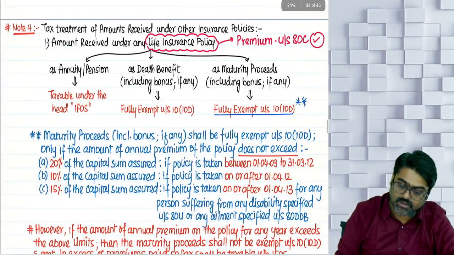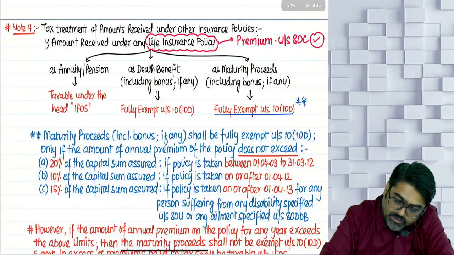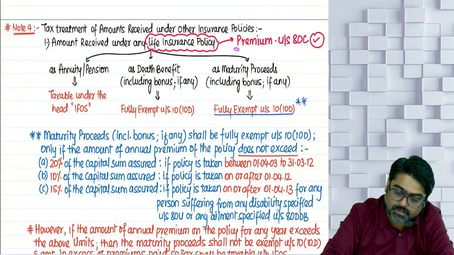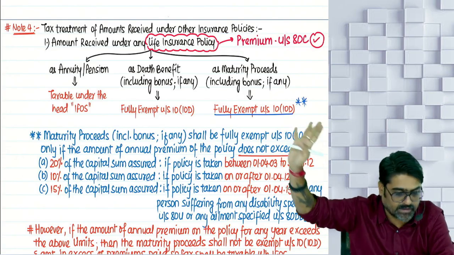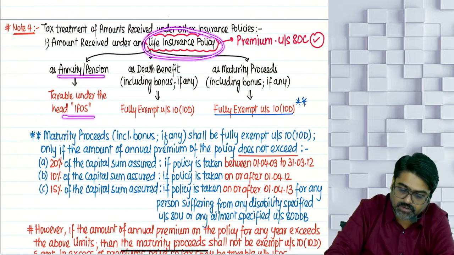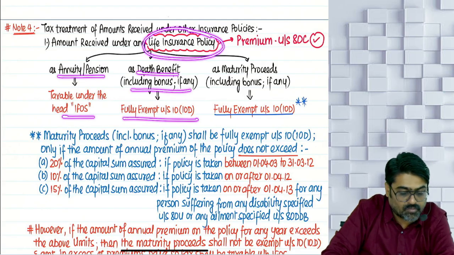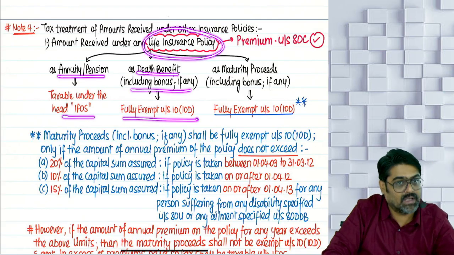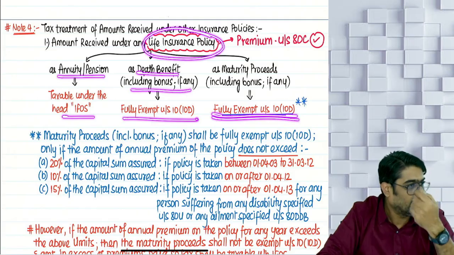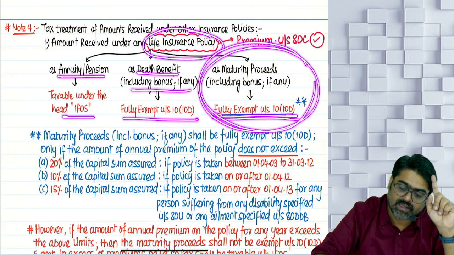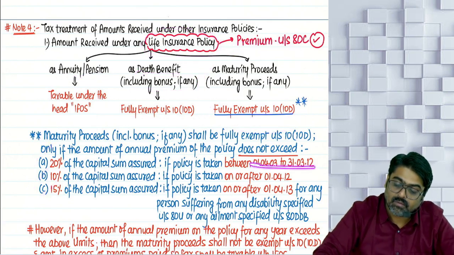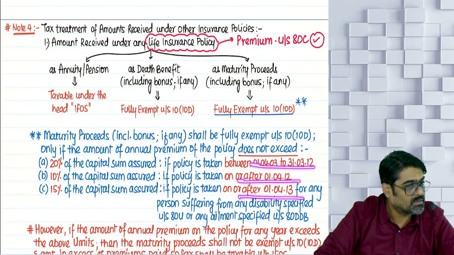So now pay attention. See here. Tax treatment of amount received under other insurance policies. Amount received under a life insurance policy: the premium on that will be allowed under section 80C. But if annuity is received from the life insurance policy, that will be taxable under income from other sources. Death benefit received, including bonus if any, will be fully exempt in the hands of the nominees, the legal heirs. And if the policy matures, the maturity amount is also fully exempt, but you have to pay the premiums within this limit, if the policies are taken within this period.